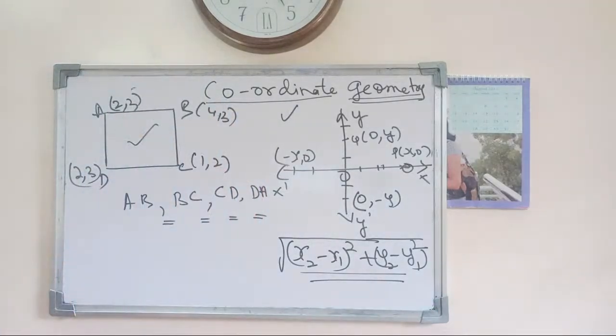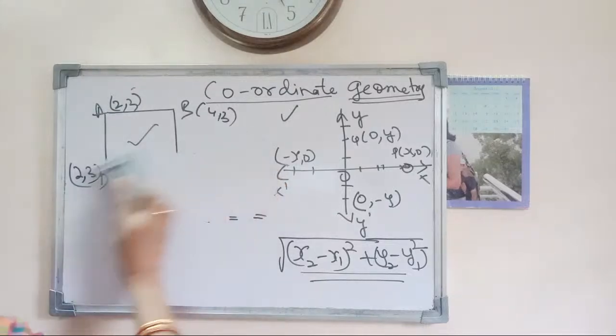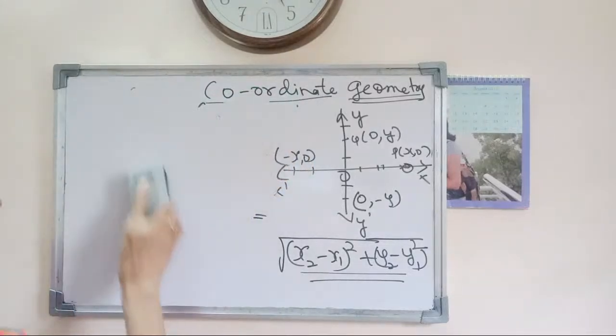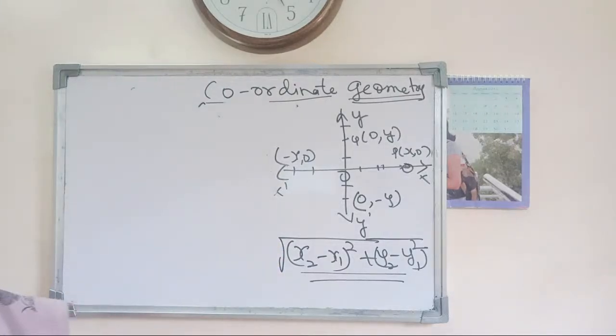We can also make use of this distance formula to find out the types of the triangle. That is, how to identify the types of the triangle. If all the 3 sides are equal, it is an equilateral triangle. If 2 sides are equal, it is an isosceles triangle.